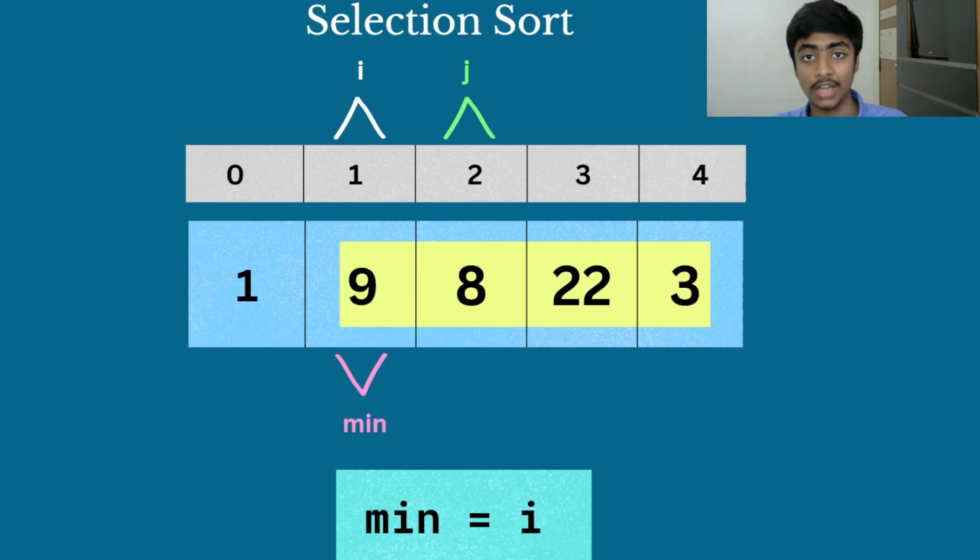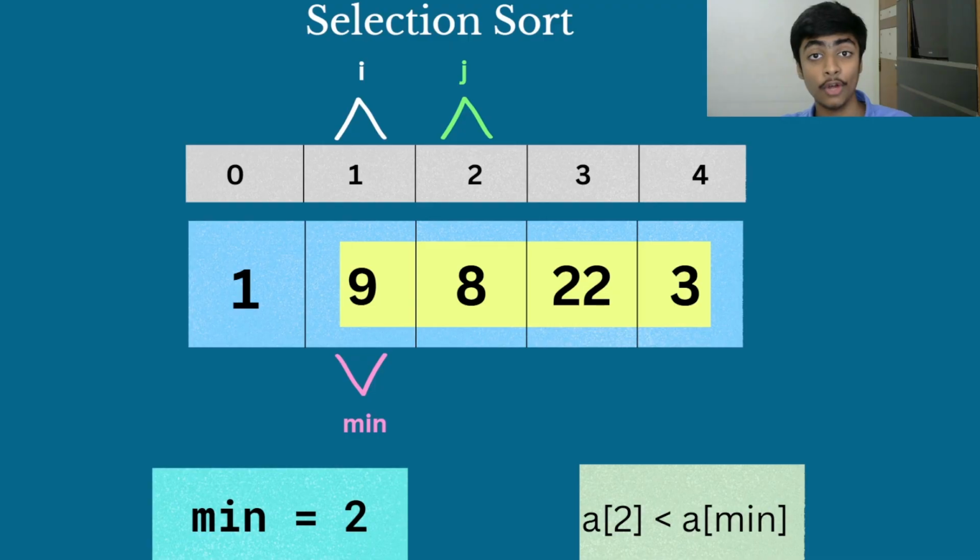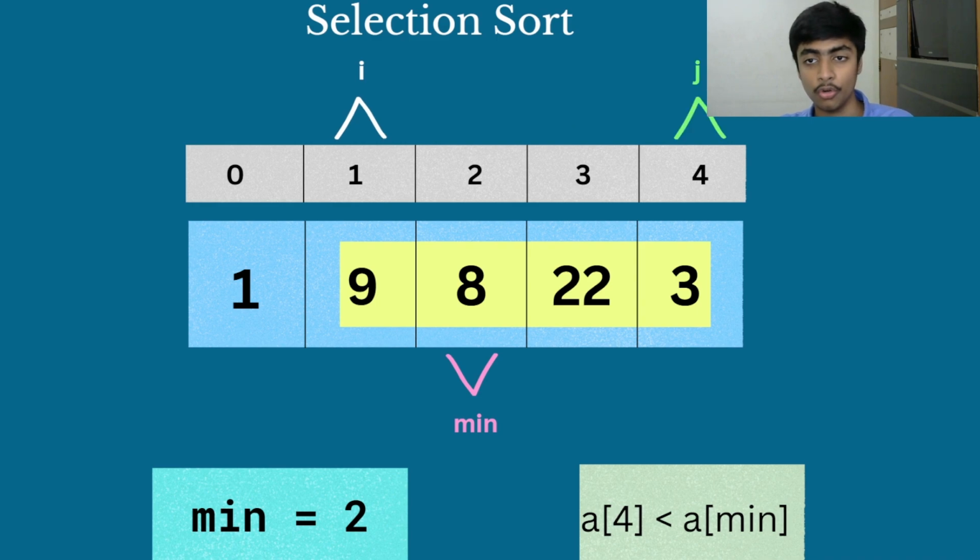So now let's just start iterating this array. Our j is going to be set to 2. And we're going to check if a of 2 is lesser than a of min. Since 8 is lesser than 9, we're going to set min to 2. So our min would become 2. Our j is going to increment to 3. And now we're checking if a of 3 is lesser than a of min. 22 is not lesser than 8. So our min is going to stay as it is. We're going to increment j again to 4. And a of 4 is lesser than a of min. The condition is true. So we're going to change min to 4.